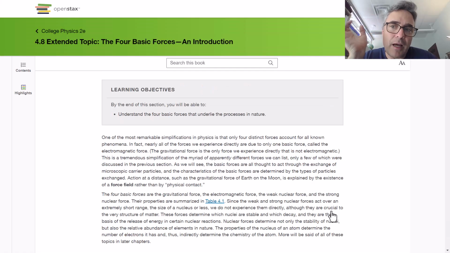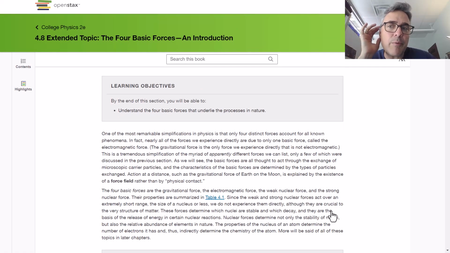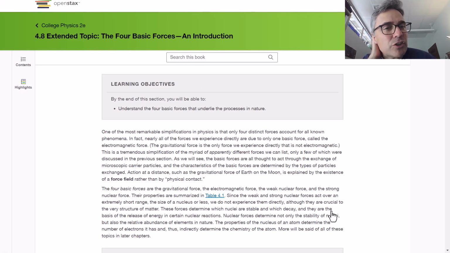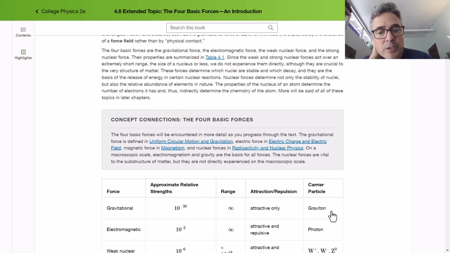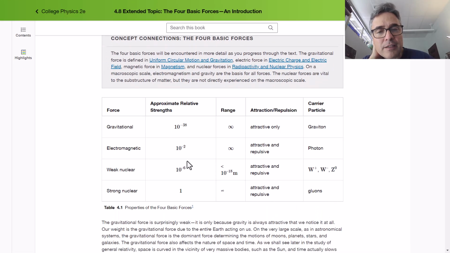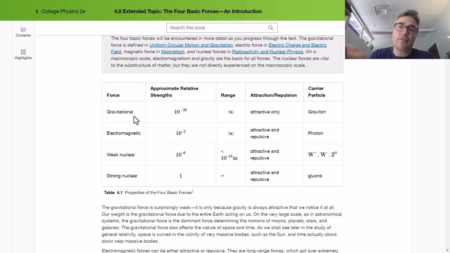And finishing up, section 4.8 is an extended topic, not super useful for solving problems, but kind of interesting, which is to say that it turns out in physics there are 4 very fundamental forces. So gravity, that long-range force which is pulling us down towards the center of the Earth, is one of these 4 forces. It's an attractive force, and the carrier particle is gravitons. So I guess the Earth is bathing us in gravitons, and that's pulling us down.